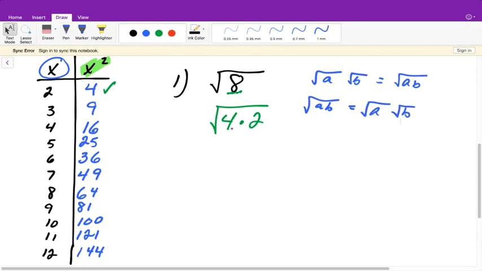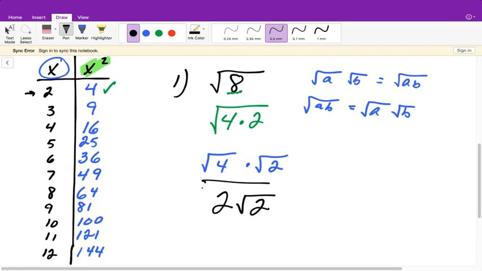Once you figure out what perfect square divides evenly into our number, so 4 does, we rewrite it as 4 times 2 because that's what equals 8, and then we separate them. So it's the square root of 4 times the square root of 2. Then we look at them individually and say, can I take the square root of either of these? Yes, I know the square root of 4 is equal to 2. So instead of square root of 4, I can write 2. And then it's times the square root of 2 because I can't take that. And this is our final answer.